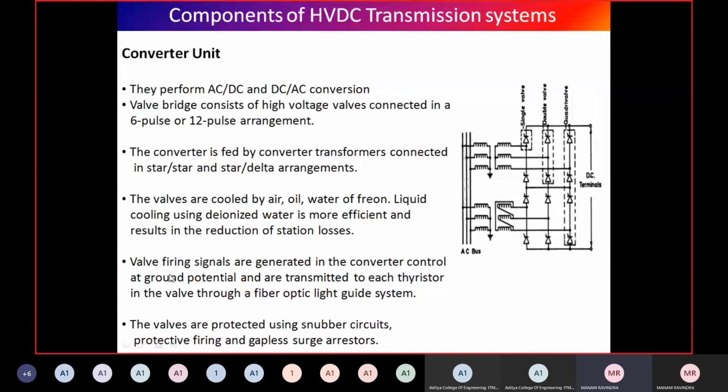Next, valve firing signals. How do we give the signals to the thyristor devices? Through a fiber optic light gate system. We give firing to trigger the thyristor devices, so we have to give the firing gate pulses, and those are given through the fiber optic light gate system. And how do we protect this converter unit? Through snubber circuits and gapless surge arresters. By using snubber circuits and gapless surge arresters, we can protect this converter unit.